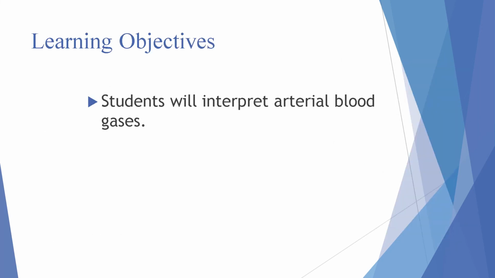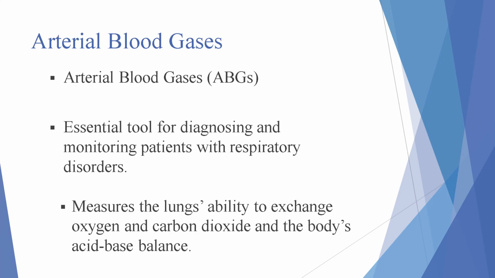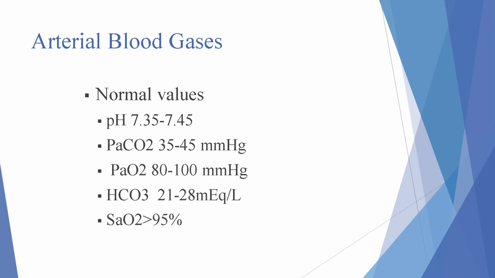So obtaining arterial blood gases. So ABGs really determine which way we're going in our body. So essential tools for diagnostic monitoring of patient respiratory disorders: measures lung ability to exchange oxygen and carbon dioxide. Normal pH 7.35 to 7.45. Good thing you need to know which way is which. So the higher the CO2 level, more acidic. PO2 and HCO3 is your bicarb, and too high, bicarb low. So we'll go through that.